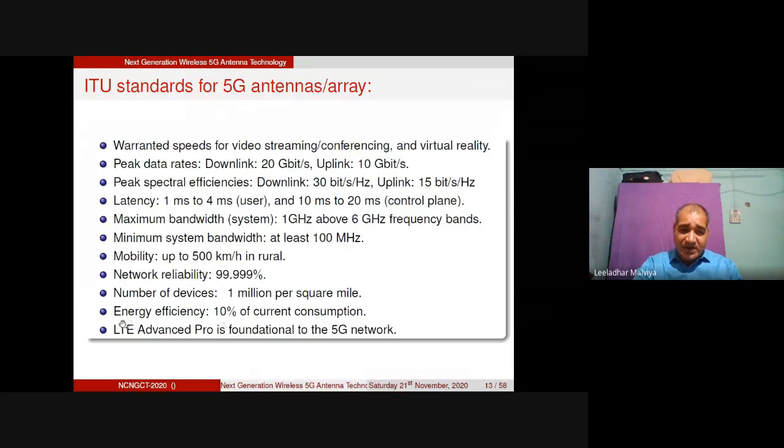And the factor that we want to analyze is energy, and definitely there should be no big investment or big wastage of energy. So energy efficiency is 10% of the current consumption here. So LTE Advanced Pro is fundamental to the 5G network.